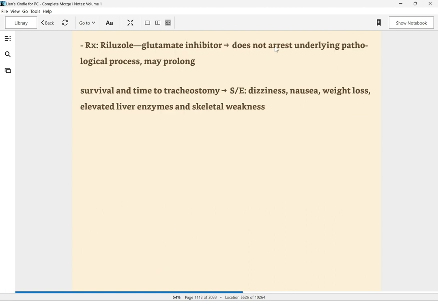Rx: riluzole, a glutamate inhibitor. It does not arrest the underlying pathological process, but may prolong survival and time to tracheostomy. Side effects: dizziness, nausea, weight loss, elevated liver enzymes, and skeletal weakness.